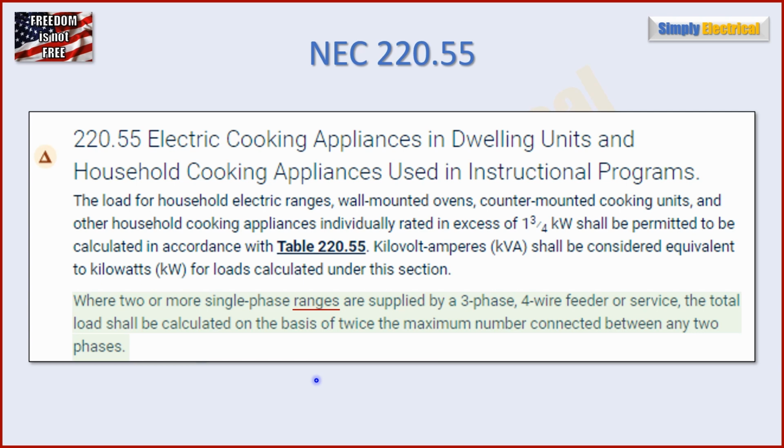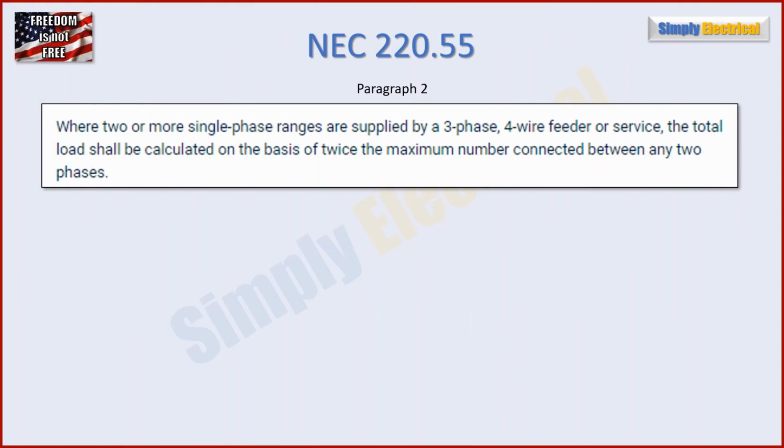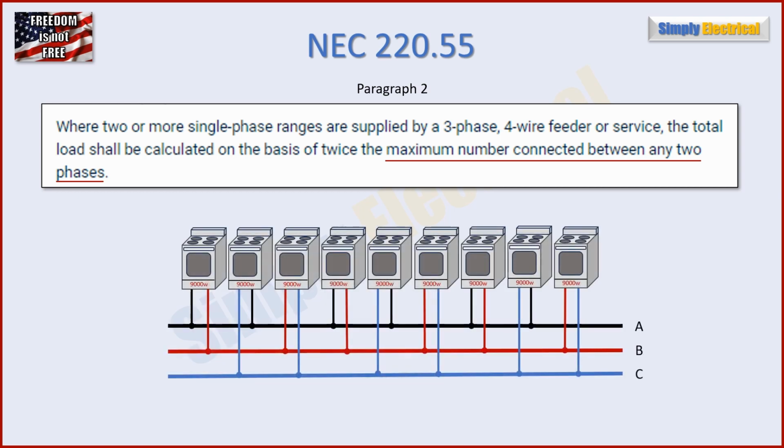Okay, this sentence sounds easy enough, but what does it actually mean? How do we find the maximum number of ranges connected between any 2 phases? Well, first, let's get a visual of how these ranges are connected to the feeder. Here we have 9 single-phase ranges connected to a 3-phase feeder. You can see each phase, A, B, and C, and each connection point.